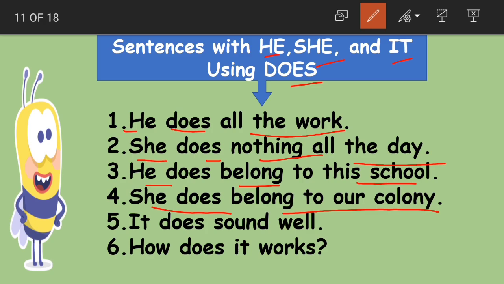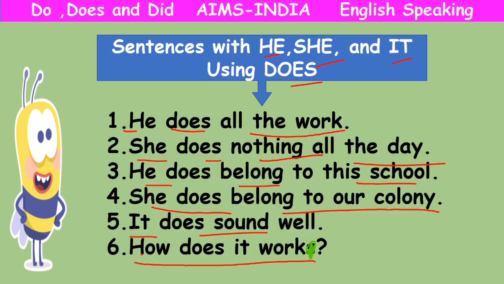So how do we say it? They belong to our area. They belong to our area. But when I am telling they do belong to our area, it is because it is they. No, because here we are using she, the third person, she. So that is why she does belong to our colony. How does it work? Okay, children.